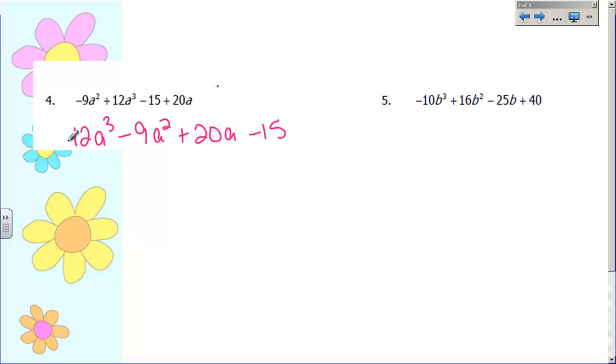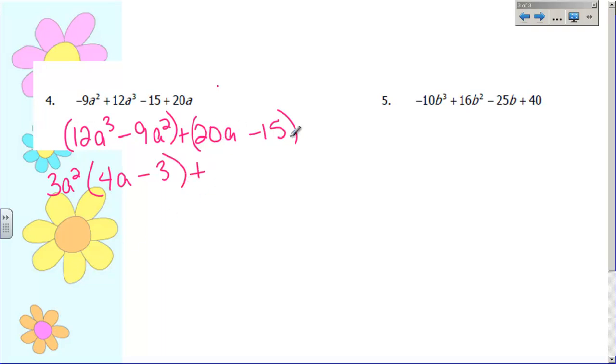Now I will do the grouping method. I said I wasn't, but I changed my mind. So now we'll group. So the greatest common factor for this first group, for 12 and 9, is going to be 3. And then for a cubed and a squared is a squared. Now 12 divided by 3 is 4. I have a squared, but I've got to end up with a to the third, so I need an a. 9 divided by 3 is 3, and the a squared is taken care of, so there we go.